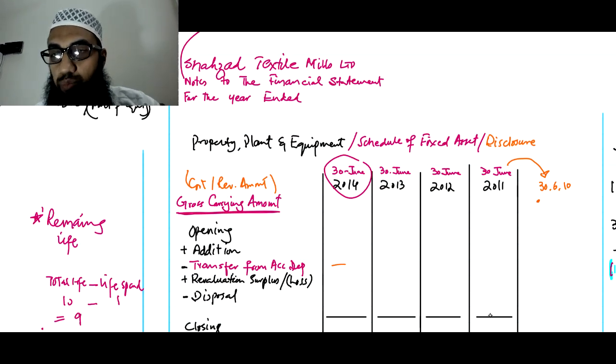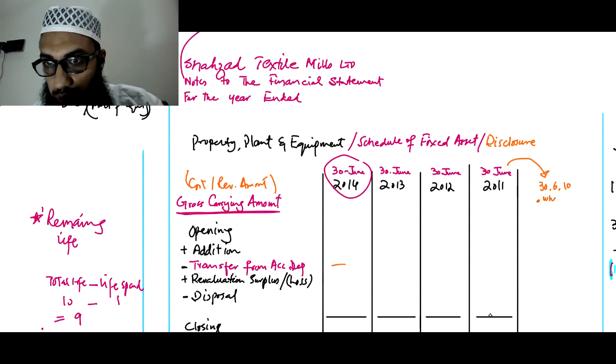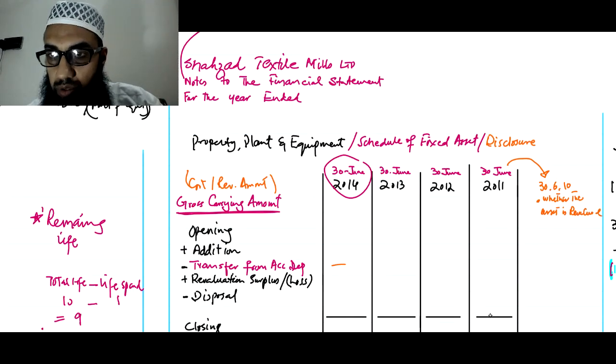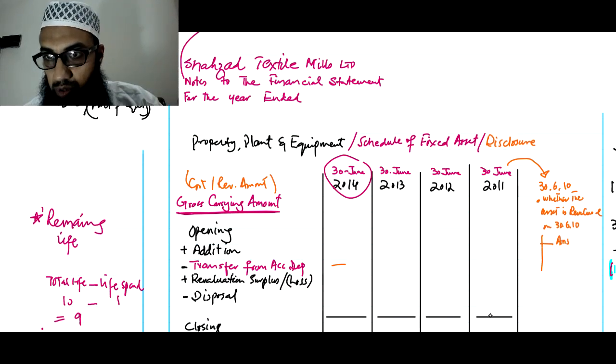We have to ask ourselves the question: whether the asset is revalued on 30th June 2010. If the answer is no, then it is on cost. If the answer is yes, then it is on a revalued amount.